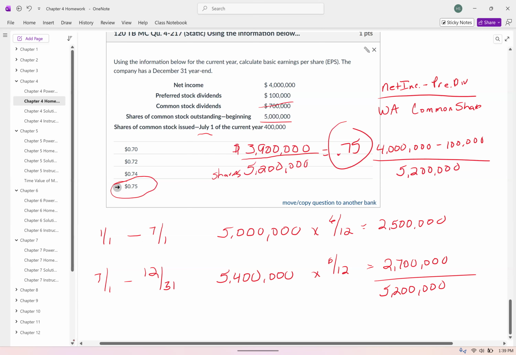Okay, so that's all you do for weighted average. They could have thrown in a couple of other dates. You would do it the exact same way. So they might, like say in March, issue another 100,000 shares. You would do it exactly the same, figure out how many fractions you have, multiply them out, and get a total for weighted average common shares.